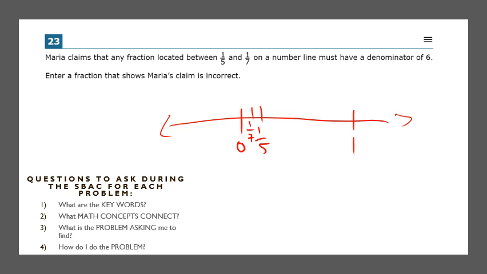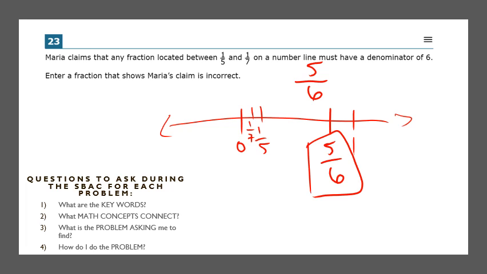If I were to try and find a fraction that has a denominator of 6, I need to figure out if I can find a fraction that's not in between the 1/5 and the 1/7. So let's think creatively here. What if I chose something like 5/6? What I know for sure is that 5/6 is definitely outside of those two fractions, and this is the type of fraction that definitely proves Maria's claim incorrect.